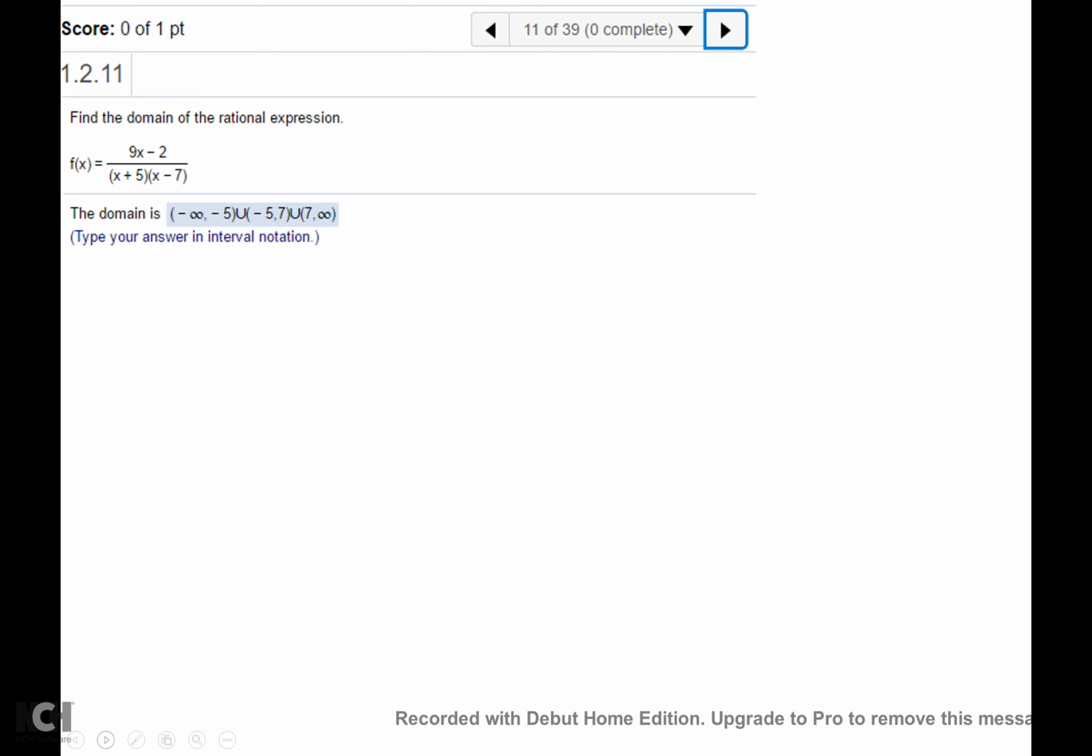Find the domain of the rational expression. For your domain, you have to check two things. Mr. Denominators may never equal 0, and Mr. Radicals must always stay greater than or equal to 0. I don't have any radicals, so I don't have to worry about that.